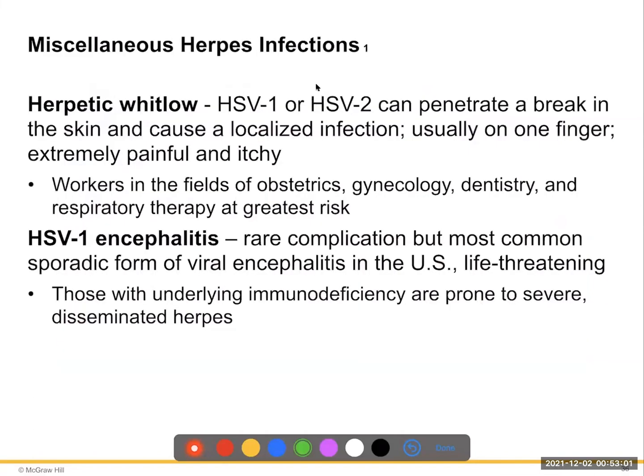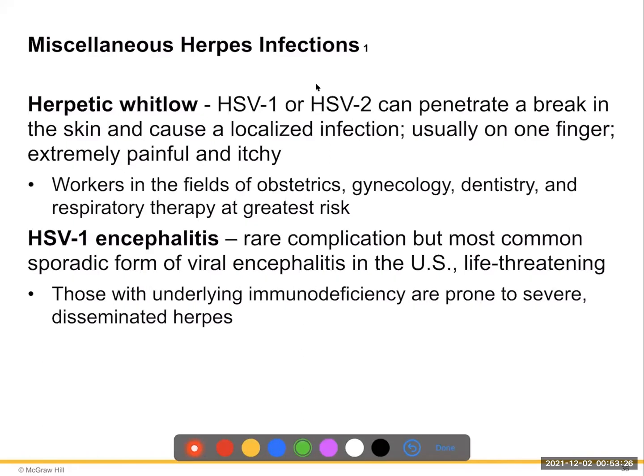All right, miscellaneous. We talked about herpetic whitlow. That's HSV1 or HSV2, and those are seen with healthcare workers. That's where we get them, with transfer from working in that area, through a break in the skin. It causes a localized infection, usually on a finger or thumb, that's extremely painful and itchy. Workers in obstetrics, gynecology, dentistry, and respiratory therapy are at the greatest risk because they work around the head and neck, around the mouth, and around the genital areas.